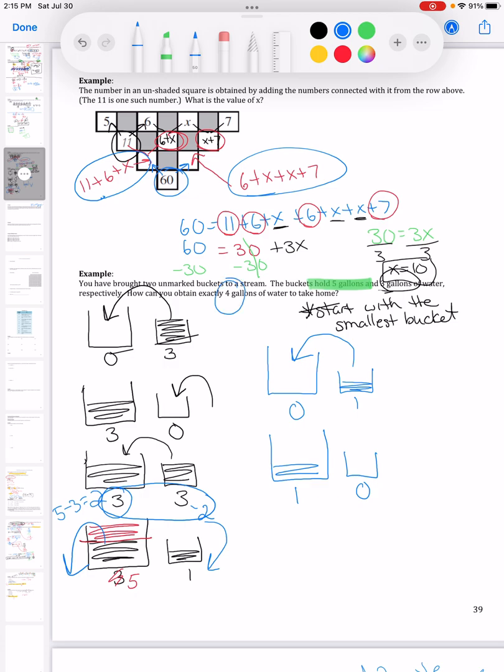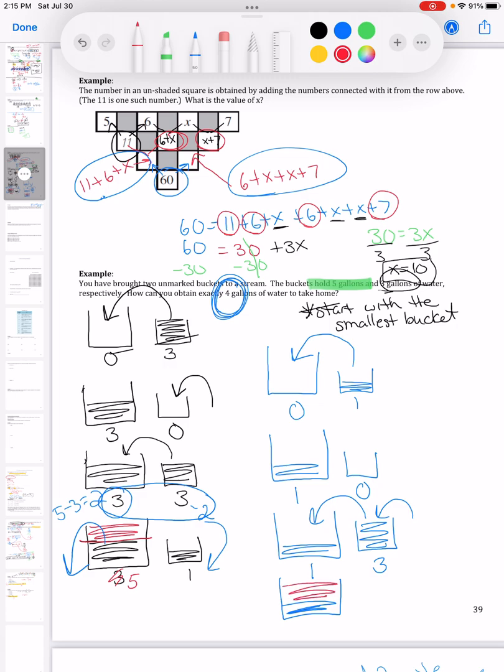Remember, my goal was to get to 4 gallons. The big bucket has 1 gallon in it. The little bucket can hold 3 gallons, so I'm going to fill it back up. Now, the 1 gallon that I originally had, plus the 3 from the other one, so this one was 1, this was 3, gives me a total of 4 gallons.